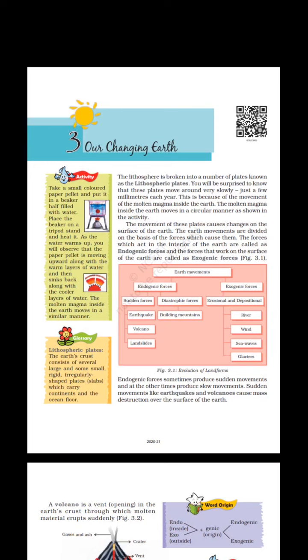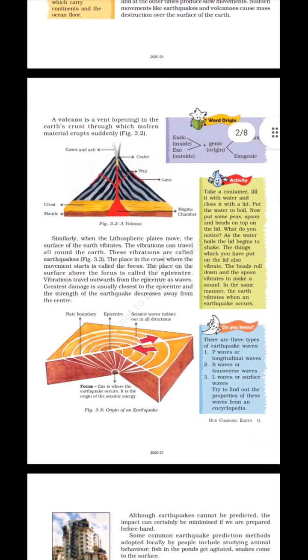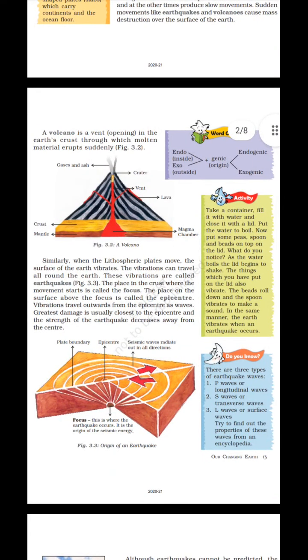Take a look at figure 3.1. Endogenic forces sometimes produce sudden movements and at other times produce slow movements. Sudden movements like earthquakes and volcanoes cause mass destruction over the surface of the earth. Take a look at figure 3.2, a volcano. Mantle, crust, magma chamber, lava, vent, crater, gases and ash.